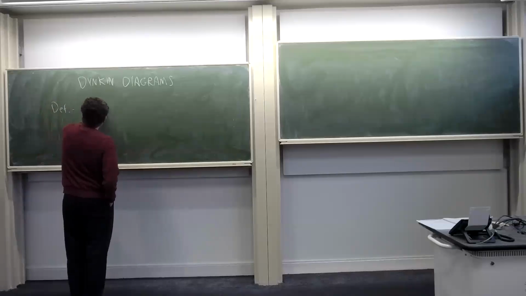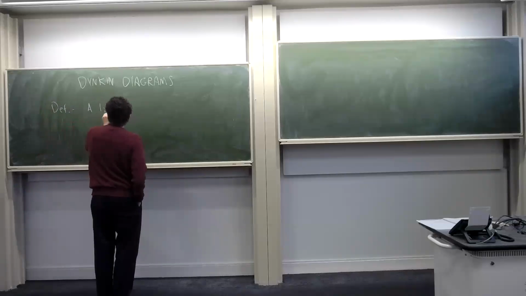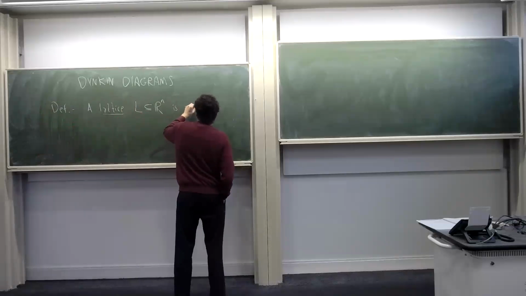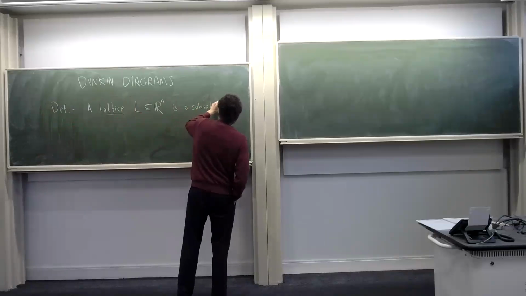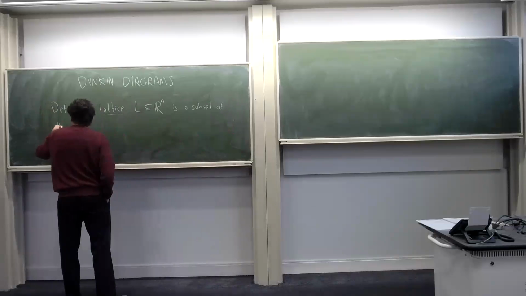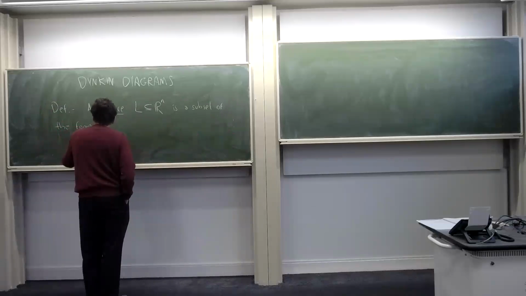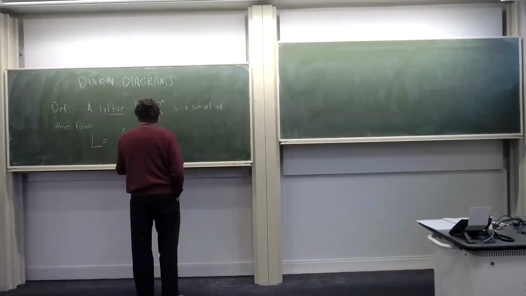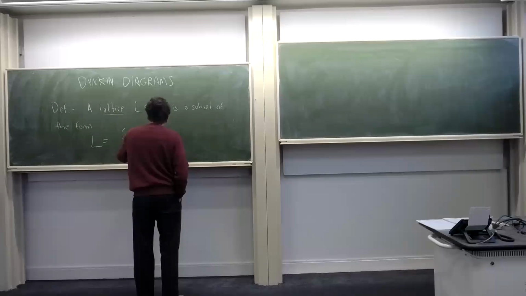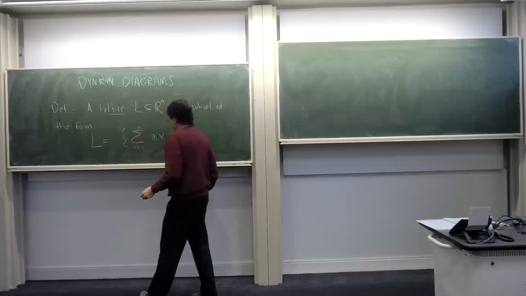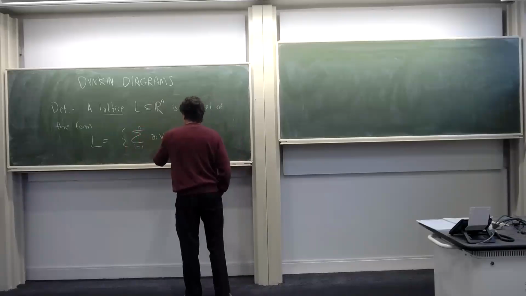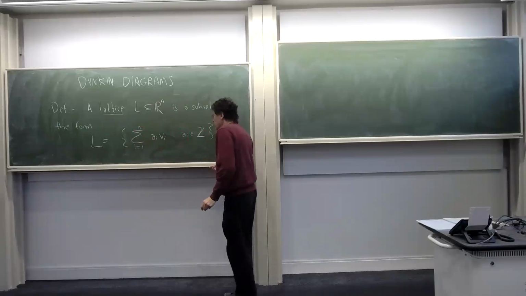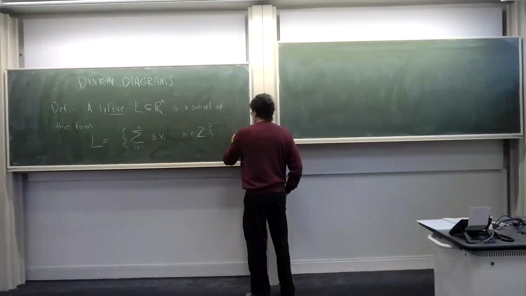So a lattice, let's call it L in Rn, is a subset that looks like this. You take any old basis of Rn, say Vi, and then you take linear combinations of those basis vectors where the coefficients are just integers. And so you get a picture that looks something like this.